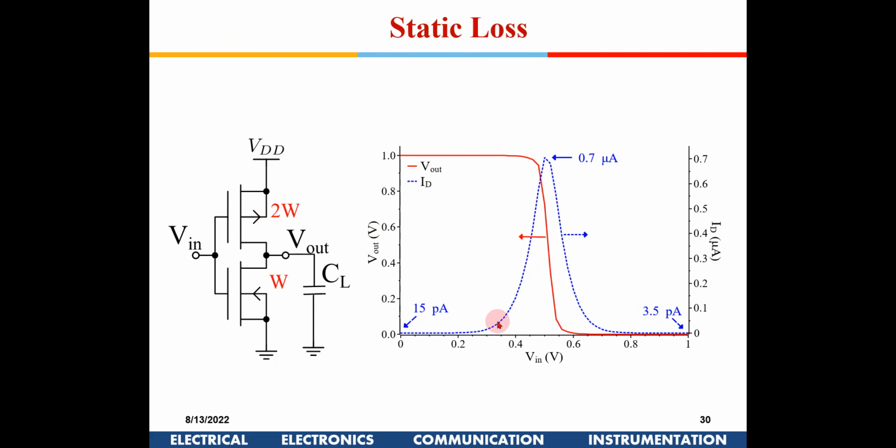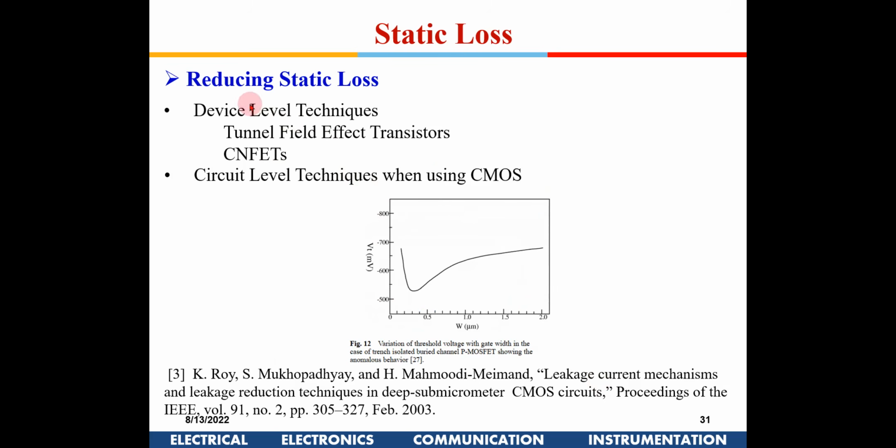I get this particular current when both are on. Okay, in between I'll get high currents between VDD and ground. So this is known as the static loss VTC curve. Okay. Now to reduce the static current, you can go through this particular paper.